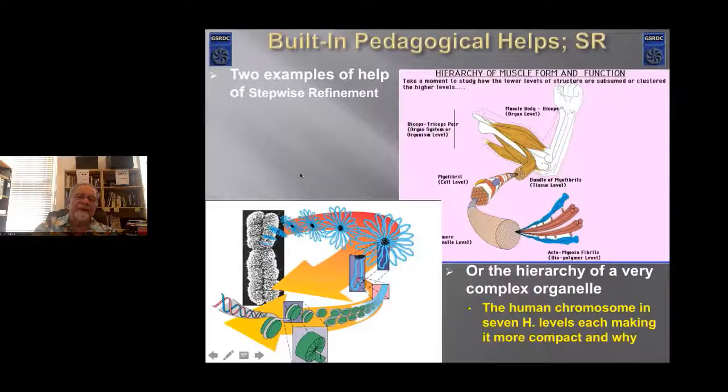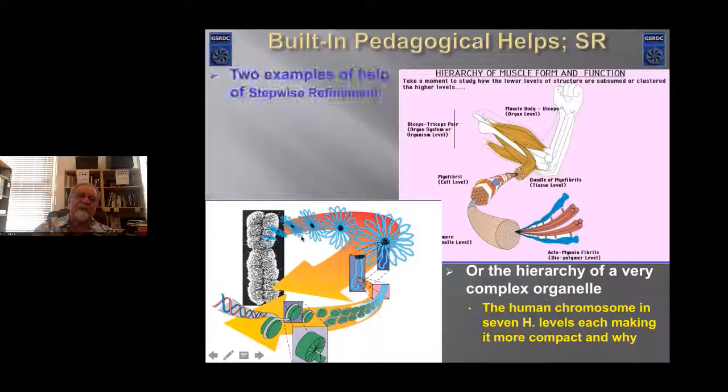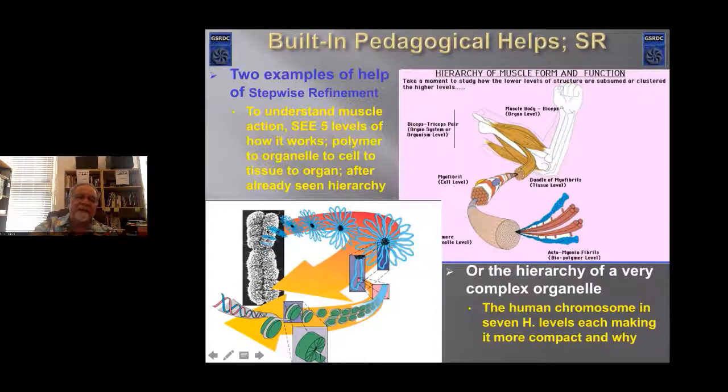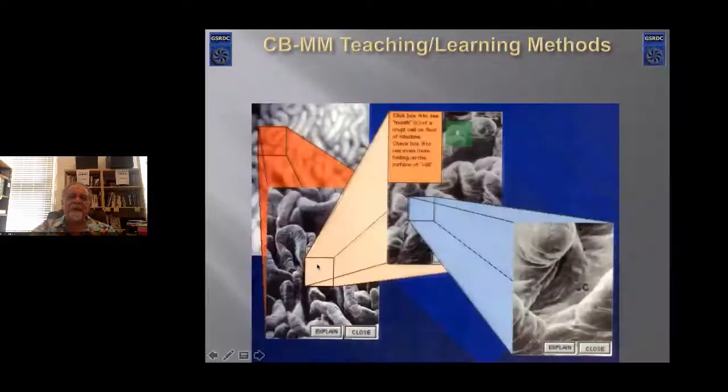Or another example of stepwise refinement was the chromosome. And in this case, several levels. The chromosome is shown as an organization of proteins that organized DNA loops. And the DNA was found to be coiled around 8 nucleosome proteins. And so they got down to the nucleosome level. And here they got down to the actin-myosin level and how the action here caused the action there, how the action here and structure here caused the condensation of the genes. So a tremendous amount of detail was given to them.